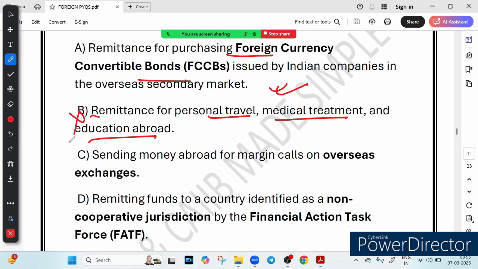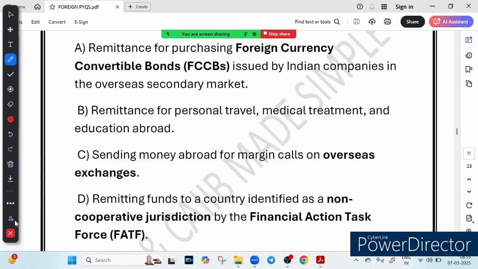Option C, sending money for margin call on overseas exchange. This option is correct because sending money abroad for margin trading or margin call on overseas exchange is prohibited under LRS. And option D, remitting funds to a country identified as a non-cooperative jurisdiction. This option is also correct because LRS prohibits remittance to countries identified as non-cooperative jurisdictions. These countries are flagged due to financial risks like money laundering or terrorism financing. So the correct answer to this question is option A.